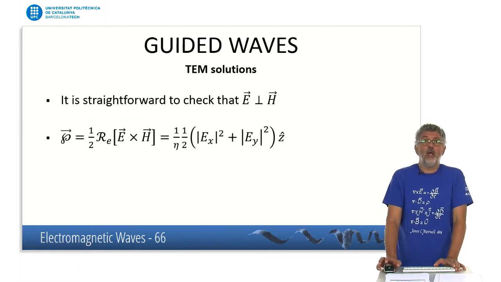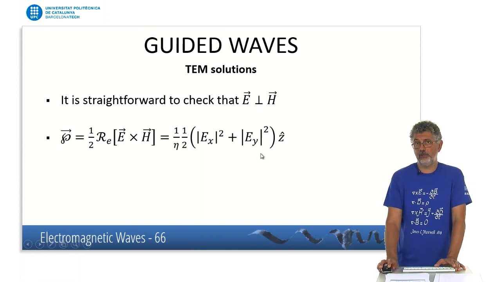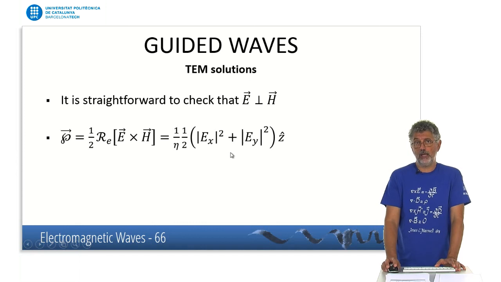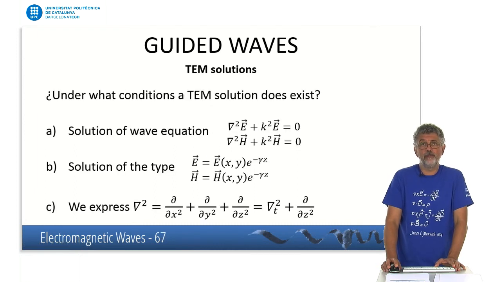Now, it's also straightforward to show that in that case the electric field and magnetic field are perpendicular, and if we compute the Poynting vector as we had defined it before, the Poynting vector is directed along the z-axis, which is where we have the propagation, and can be computed directly from knowing the transverse component of the electric field.